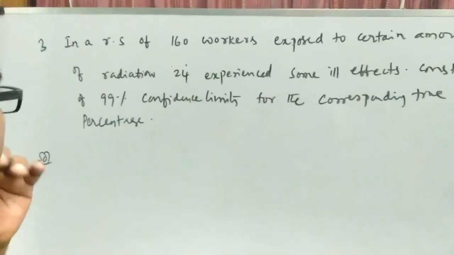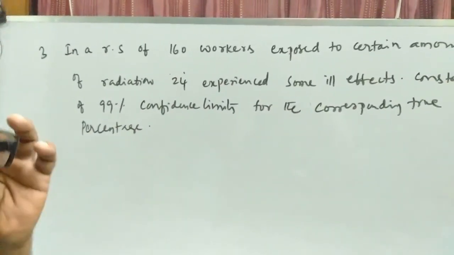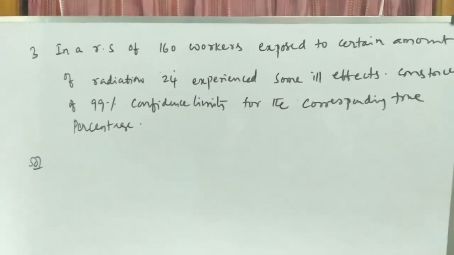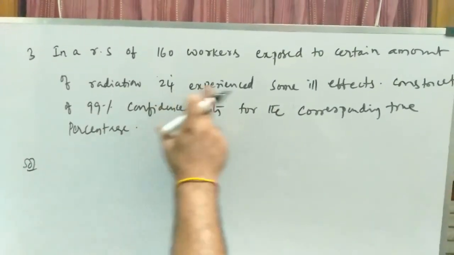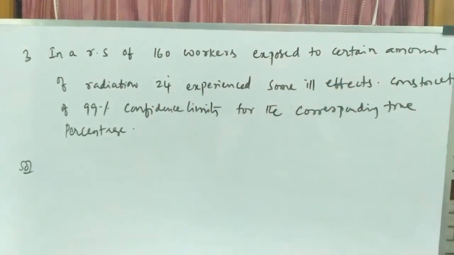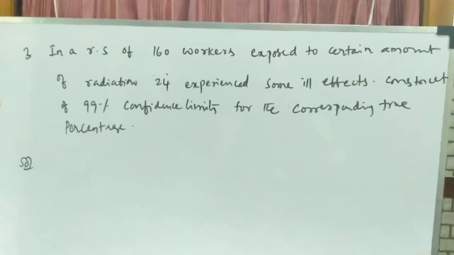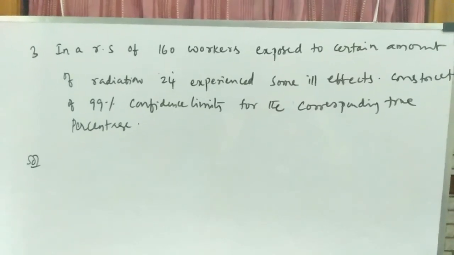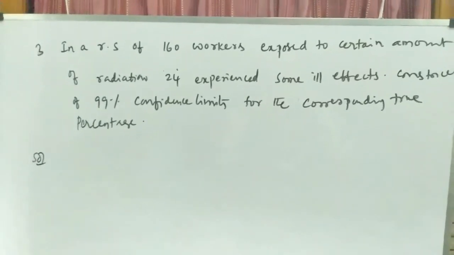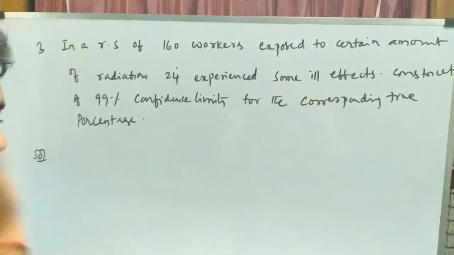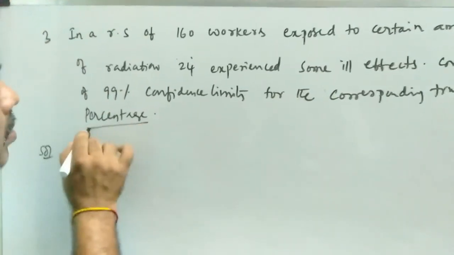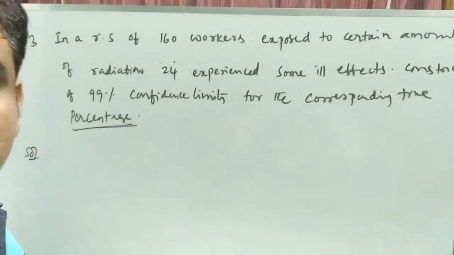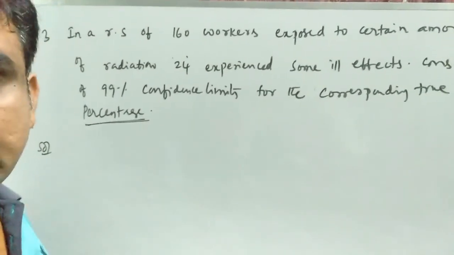Problem number 3. In a random sample of 160 workers exposed to certain amount of radiation, 24 experienced some ill effects. Construct 99% confidence limits for the corresponding true percentage. అంటే లిమిట్స్ ఫైండ్ అవుట్ చేయాలి. ఫర్ ట్రూ పర్సంటేజ్, ప్రపోర్షన్ అన్నా ఒకటే, ప్రాబబిలిటీ అన్నా ఒకటే. పర్సంటేజ్ or ప్రపోర్షన్ or ప్రాబబిలిటీ all are same.